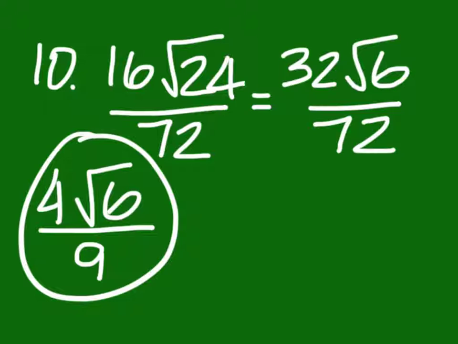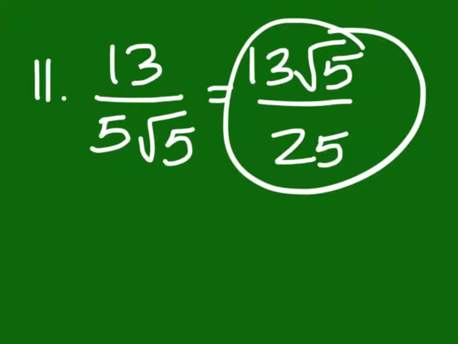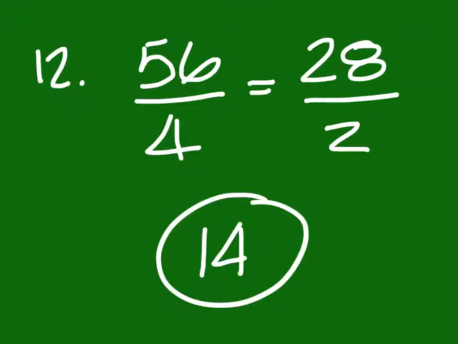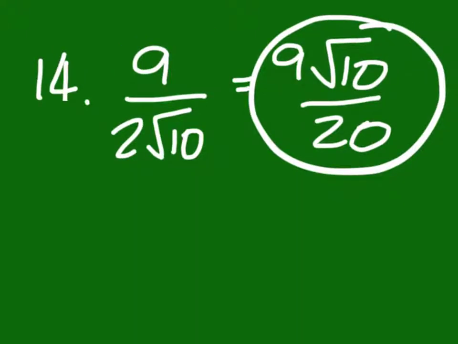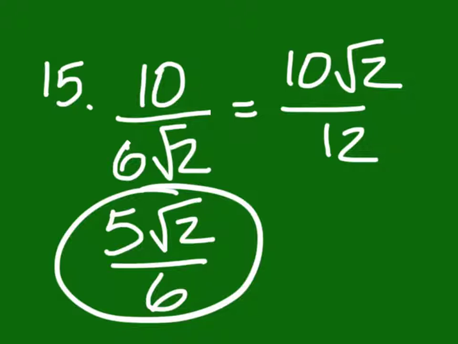10 is 4 square root of 6 over 9. 11 is 13 square root of 5 over 25. 12 is 14. 13 is 11 square root of 15 over 6. 14 is 9 square root of 10 over 20. 15 is, not 10, but 5 square root of 2 over 6.